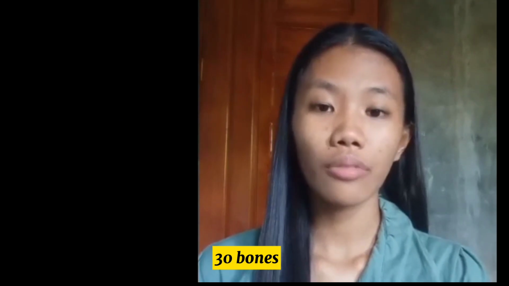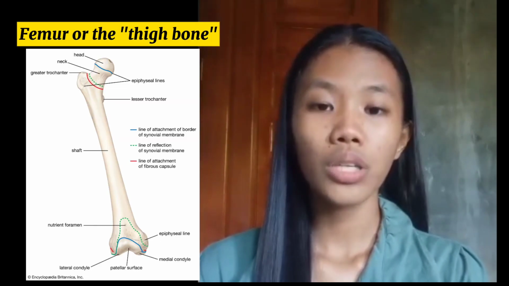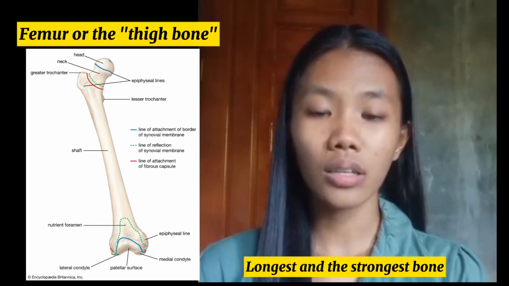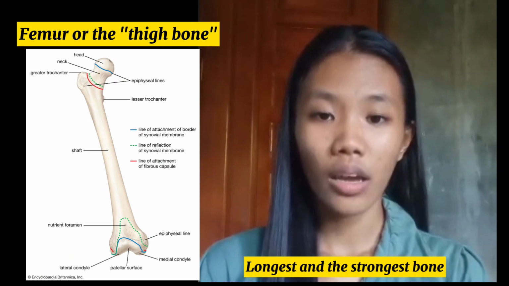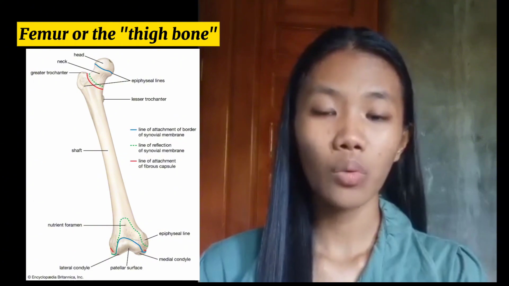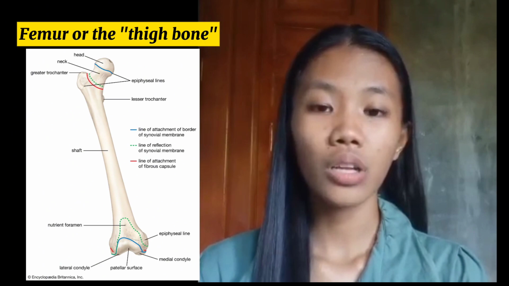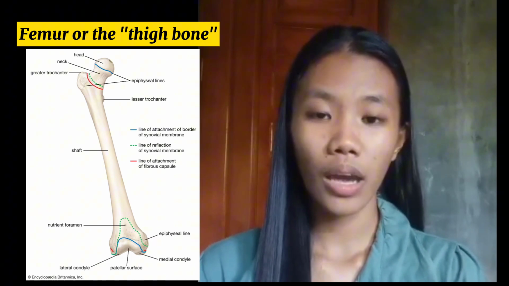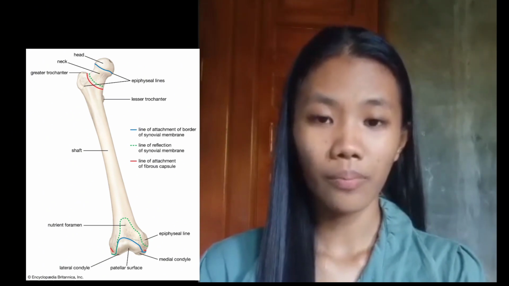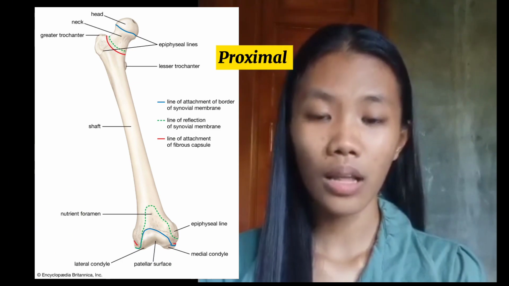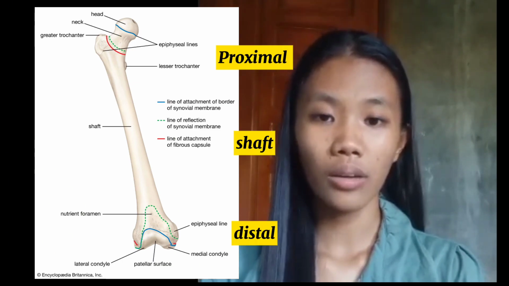One of these is the femur or the thigh bone, which is a single bone in the thigh region, and it is the longest and the strongest bone of our body and accounts for approximately 1/4 of a person's total height. The main functions of the femur are weight bearing and gait stability. There are three parts of the femur: the proximal, the shaft, and the distal.